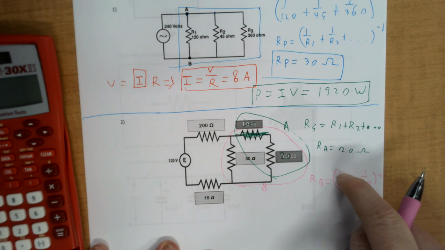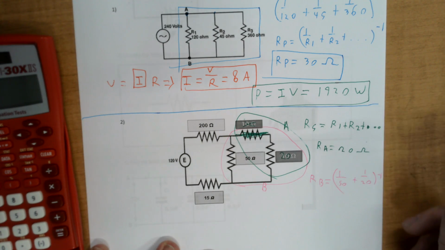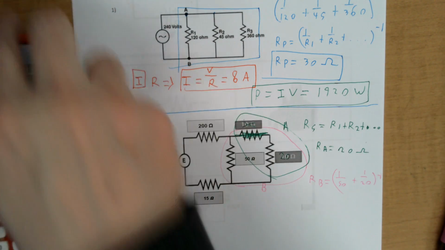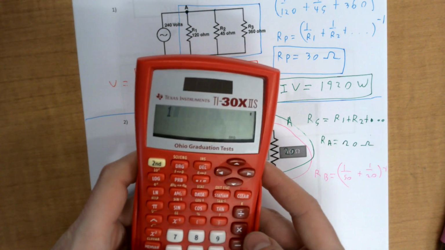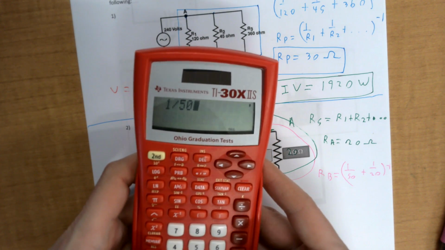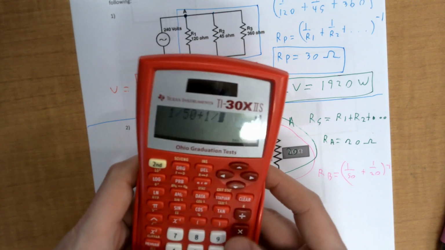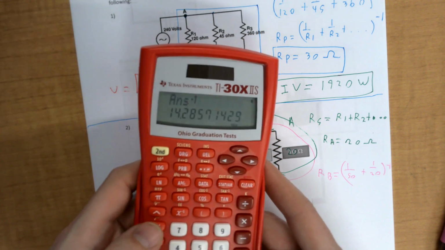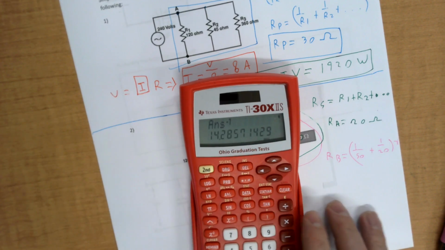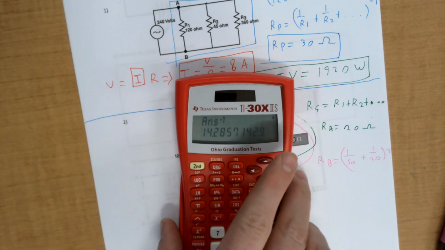If you do that, you multiply this by 2, you multiply this by 5. Ooh, this is not going to be a fun one, though. Let's just use a calculator. We're going to get a fraction. But let's do it. 1 divided by 50 plus 1 divided by 20, inverse 1. There's our fraction. Like I thought, it is 14.28.